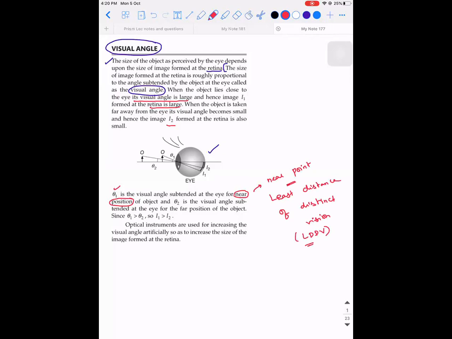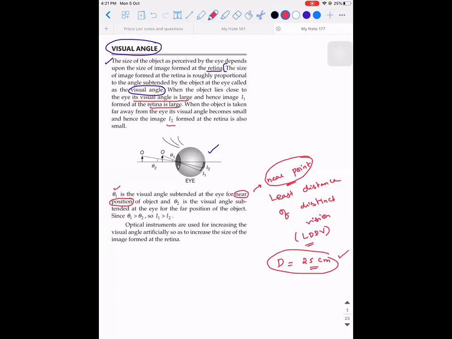So for a normal eye, what is a near point? Near point means the least distance at which you are able to see the object without any issue. You are able to clearly see the object for the first time. So that is called the near point, and it is generally represented with capital D. I hope you are able to understand, guys. So it is 25 centimeters.